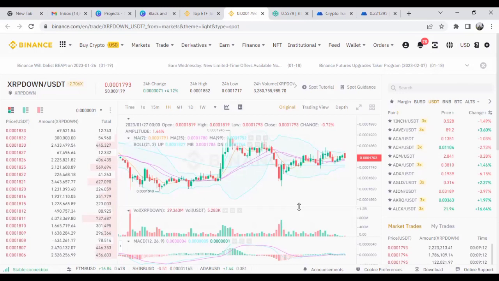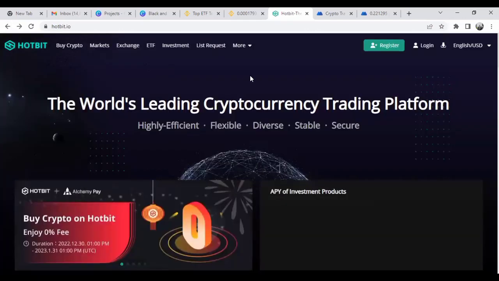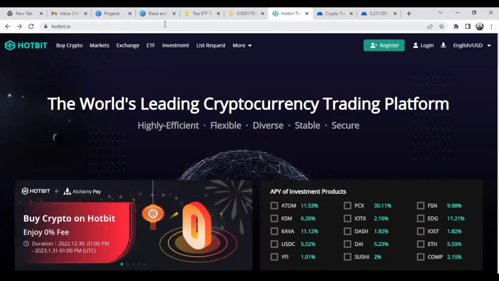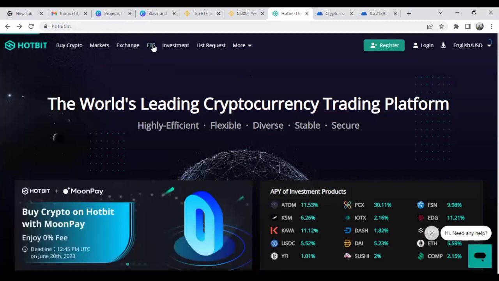Now I want to talk about some market indicators here. The Bollinger Bands usually come with three bands, of which the middle one is the average. All right, now this is the ETF interface on Binance. The ETF interface on Hotbit is where we're going to go right now. So I'm just going to click on hotbit.io. And once you go to the website, you would already see ETF here. So you can just click on it.